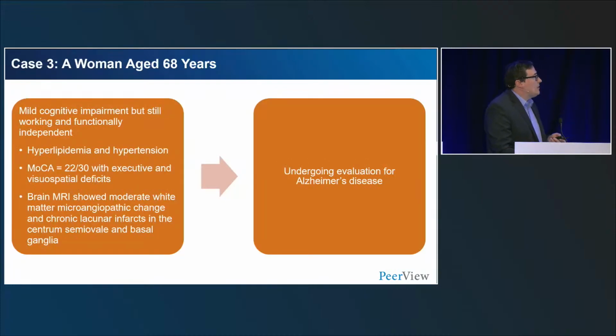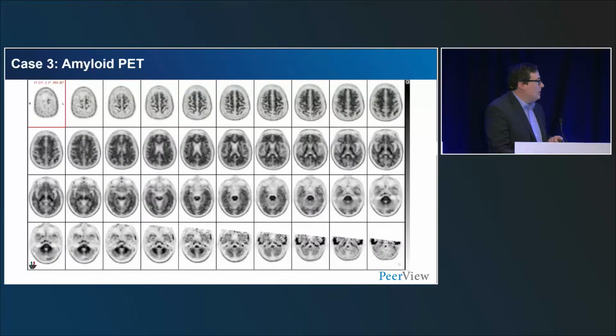So let's look at some cases to illustrate this. A 68-year-old woman has mild cognitive impairment but has good functionality. She does have risk factors for cardiovascular disease. She has impairment on her Montreal Cognitive Assessment with executive and visuospatial deficits. So these two suggest AD, but she does have a lot of changes on MR suggesting vascular disease and chronic infarct. So she has multiple potential reasons for cognitive impairment. Here's her amyloid PET scan.